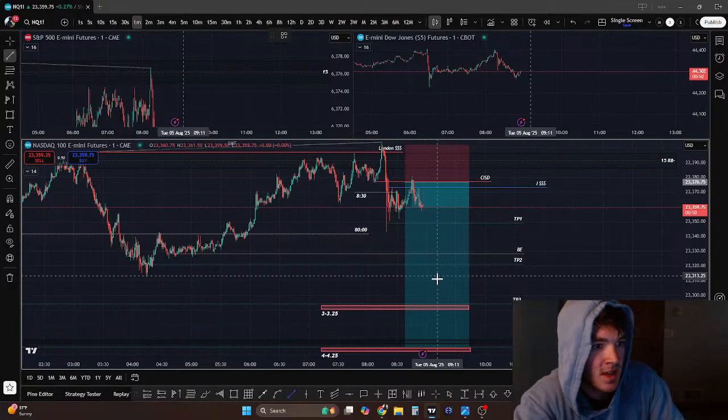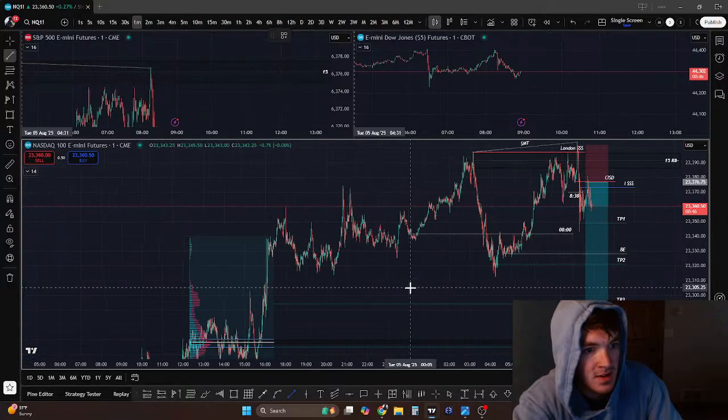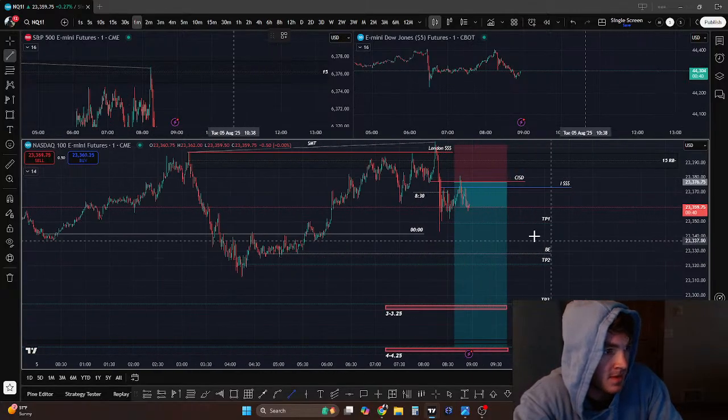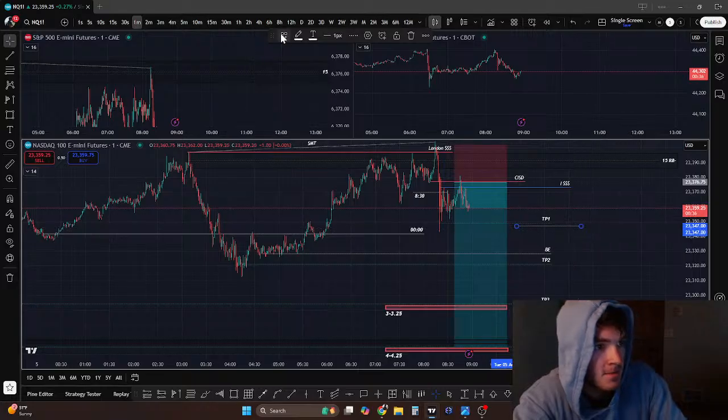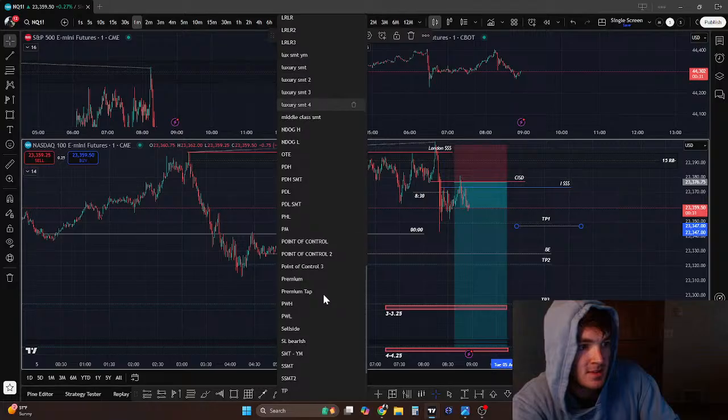Because once again, LRLR, we should just start dumping after we hit that LRLR. There's just so many low resistance lows here. I would expect this to just continue. So I'm going to put TP2 trail right here. That's what I think makes sense based off my own backtesting.